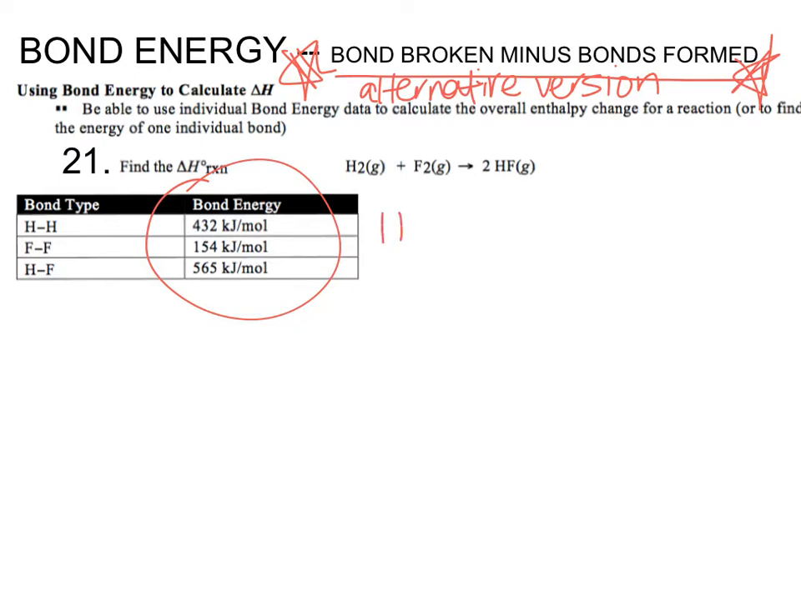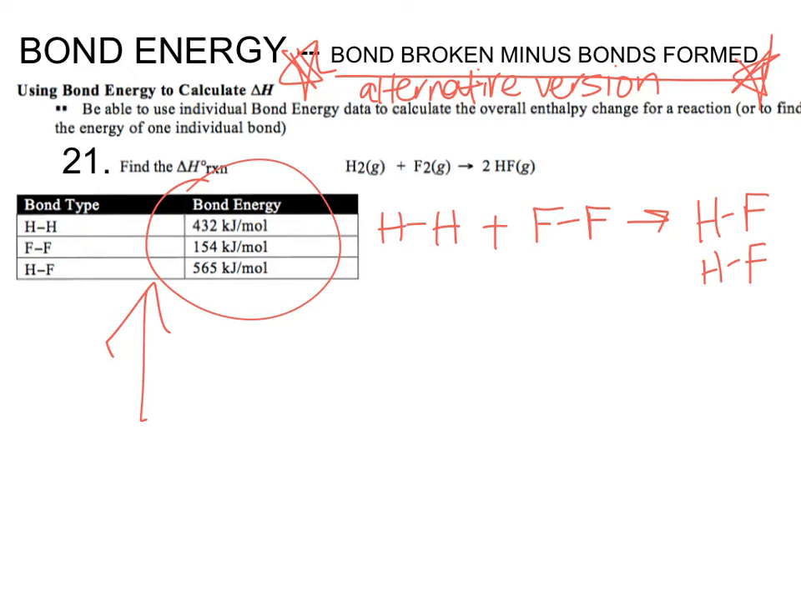So when we have H2, we know that it looks like that, right? And when we have F2, it looks like that. And when we have two HFs, we have two things that look like that. So all we have to do is, looking at our bond energies, we're going to take the sum of the bonds broken minus the sum of the bonds formed. So HH bond, if you look at the table, is 432 kilojoules per mole. An FF bond is 154. And we have two of these guys that are formed of 565.